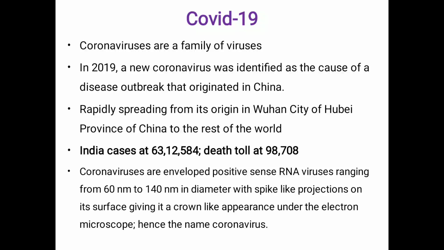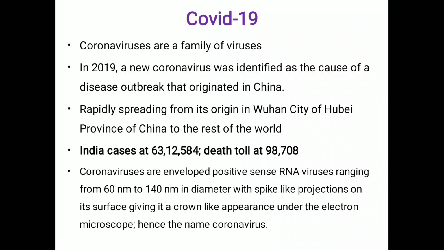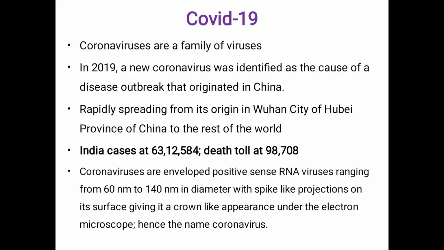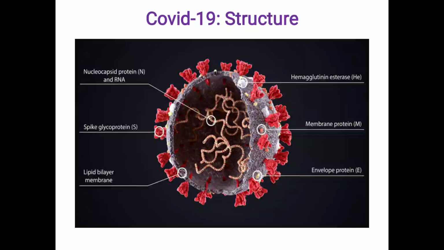If you look at the structure of coronavirus, these are enveloped positive sense RNA viruses. It is a kind of RNA virus whose diameter is between 60 nanometer to 140 nanometer, with spike-like projections on its surface, which give a crown-like appearance under the electron microscope. Hence it is known as coronavirus. The coronaviruses are enveloped viruses, which means it is a kind of RNA virus. So this is about the structure of the virus.